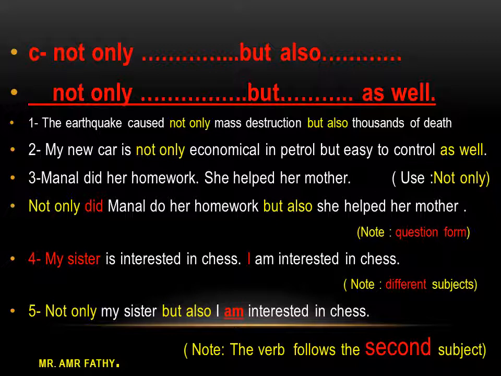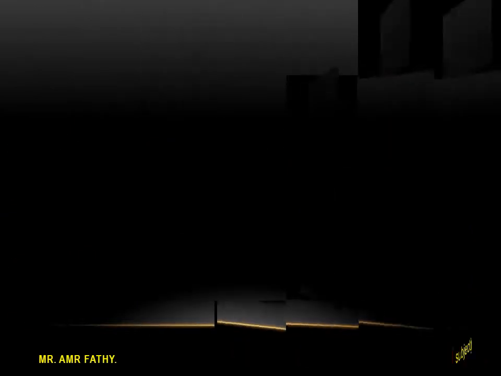Again, if you want to use not only and you have two different subjects, the verb in the sentence should follow the first or the second? No, the second one, the second subject. Is it clear? So again, we said that when I use as well as, the verb follows the first subject, but with not only, the second subject.